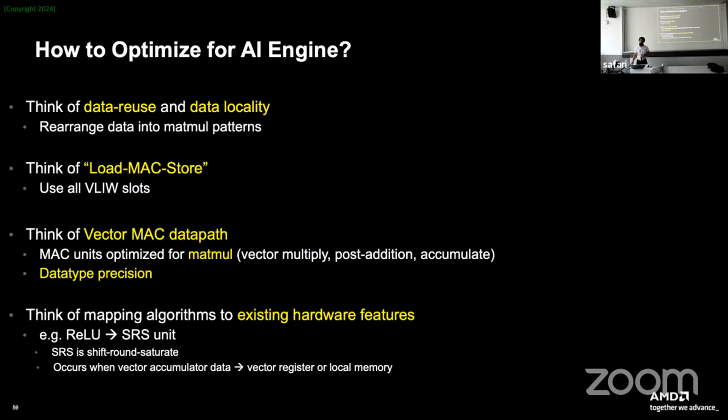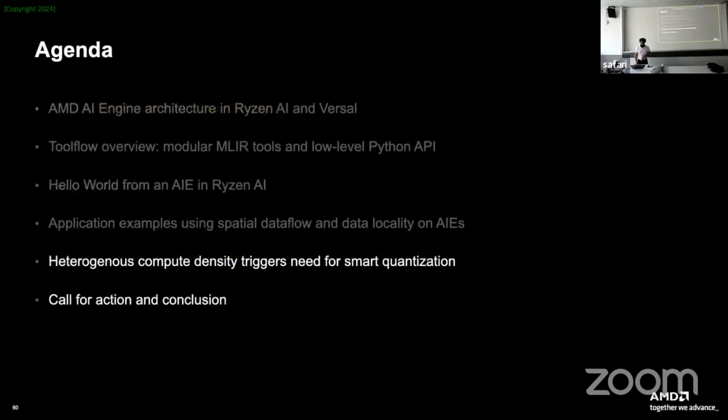Take into account the data type precision, which Ali will go into the details of. And I was talking about how we can exploit existing hardware features as well, like I did for absorbing ReLU. So think about all the features which are there whenever you're trying to optimize this. And I think now Ali will go into details of how you can exploit the compute density which is available. Thank you.